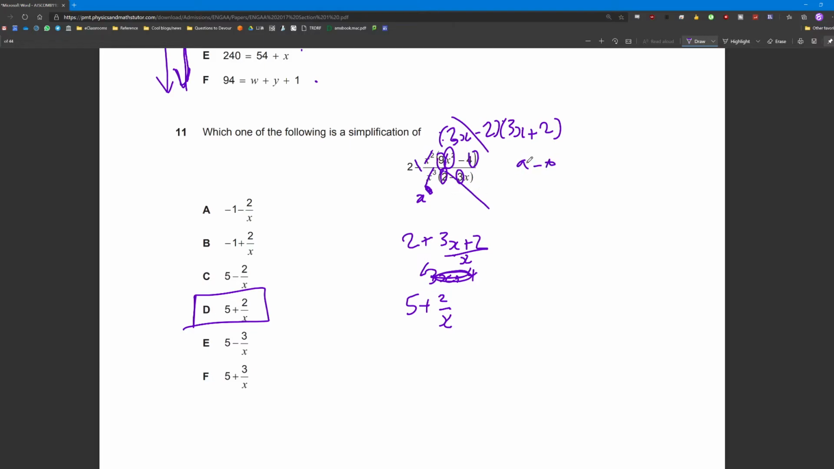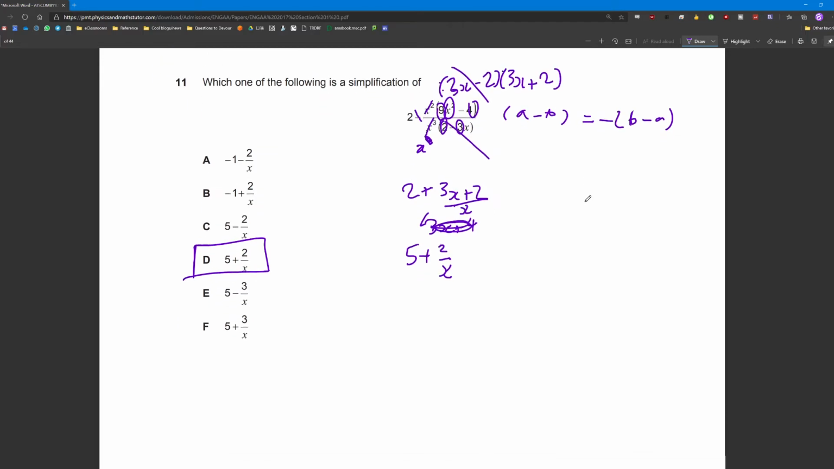And one key thing to note is that a minus b is minus b minus a. That's one tool that I think is really useful. Multiplying a minus 1 into anything will cause a minus b kind of term to flip around. And that's always a useful thing to note.